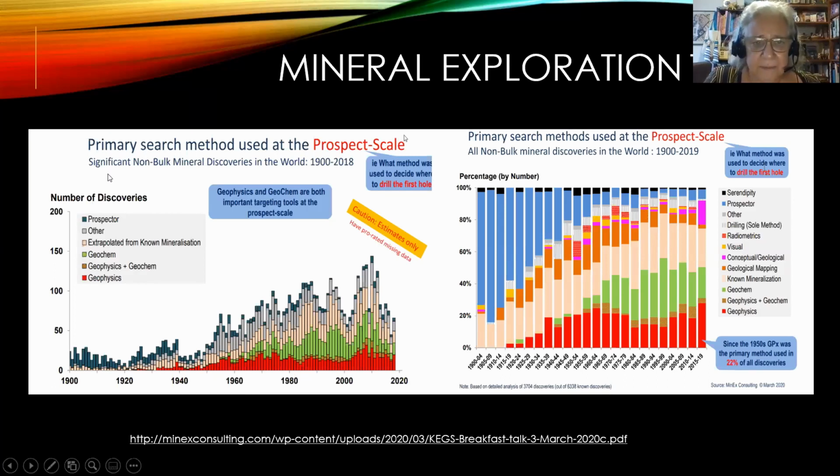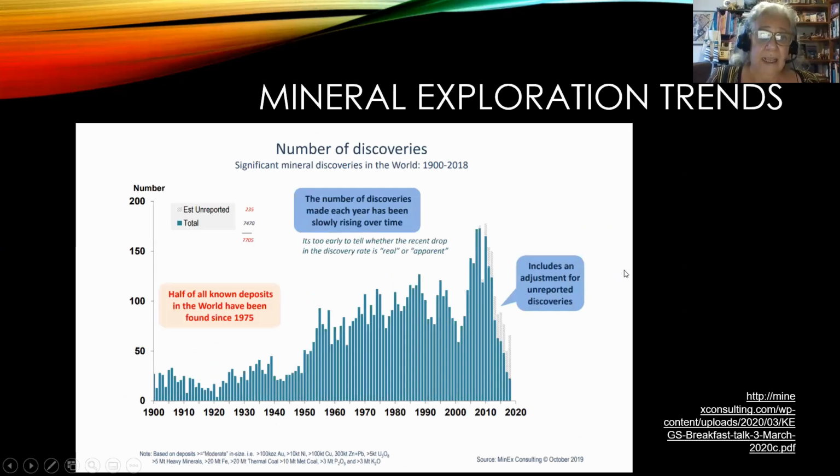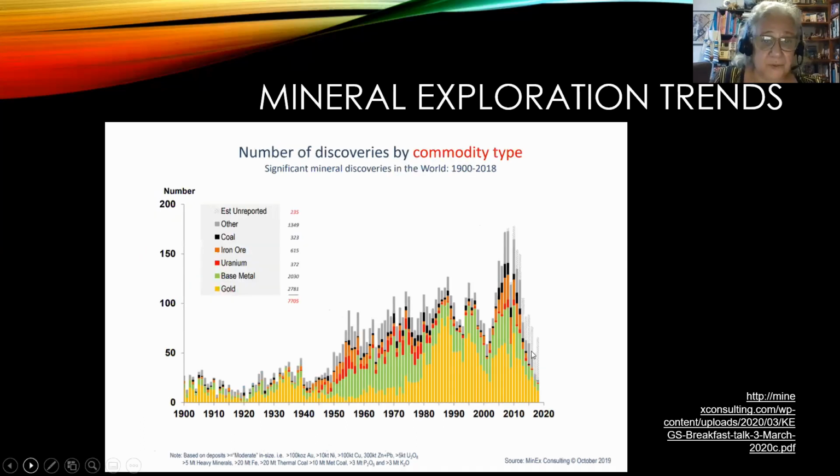And the same at the prospect scale, and this is just like a zoom of this image. And the number of discoveries, as I was saying, has been going down, so it's really difficult. And this is an information that half of all known deposits in the world have been found since 1975. So it's a hard work.